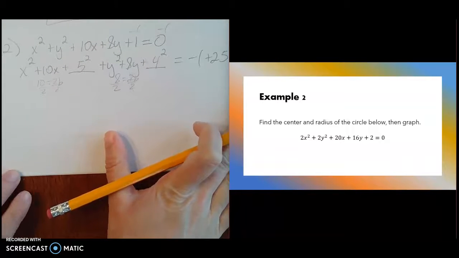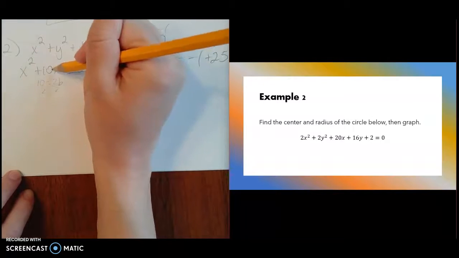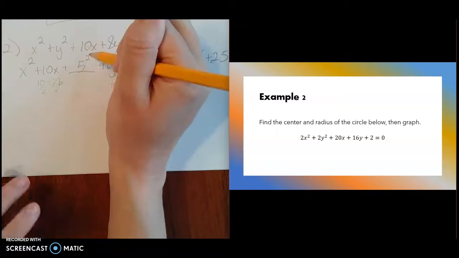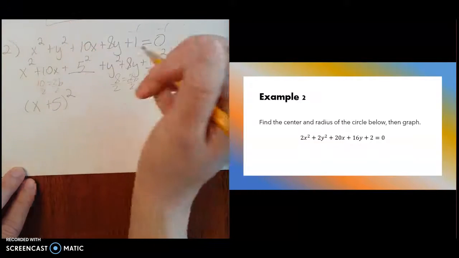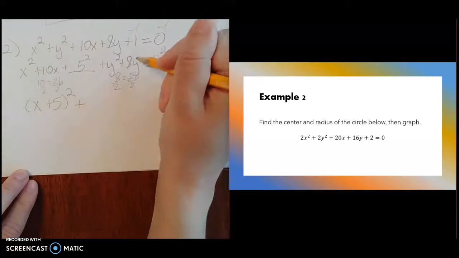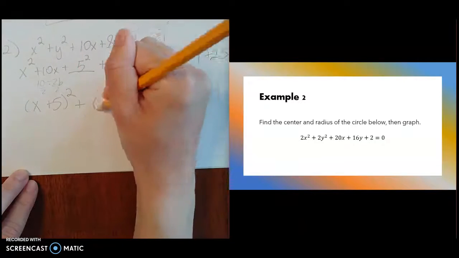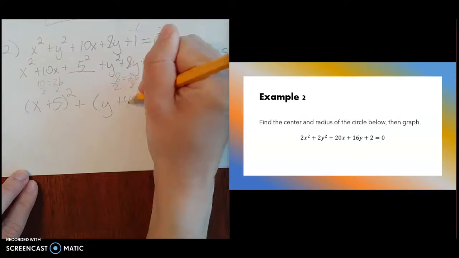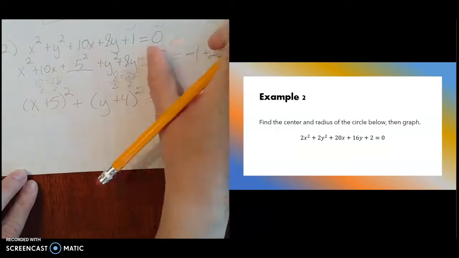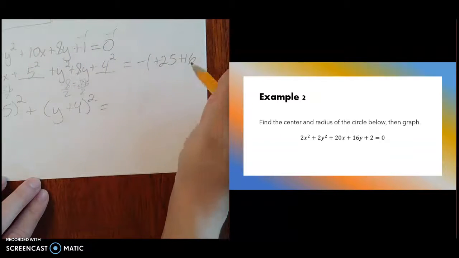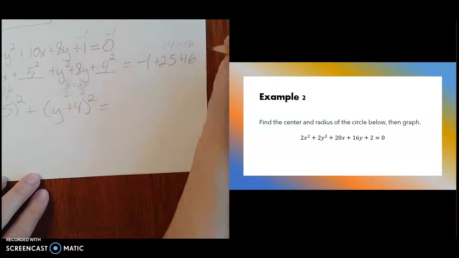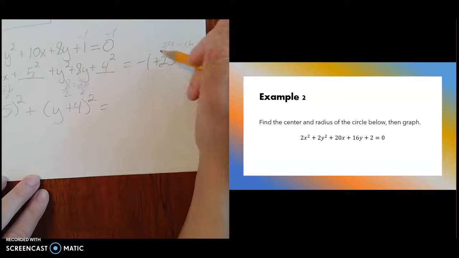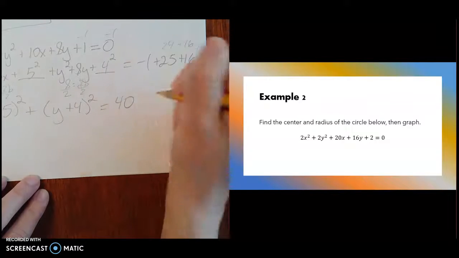Let's go ahead and factor. So x squared plus 10x plus 5 squared, or plus 25. That'll factor as x plus 5 squared. The y squared plus 8y plus 4 squared, that factors as y plus 4 squared. And on the other side, all right, let's go ahead and add things. -1 plus 25 is really 24. And 24 plus 16, let's see, 6 plus 4 is 10. So that'll be 40 when we add everything together.